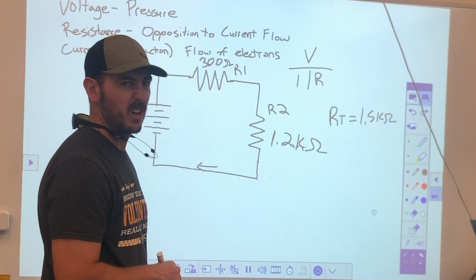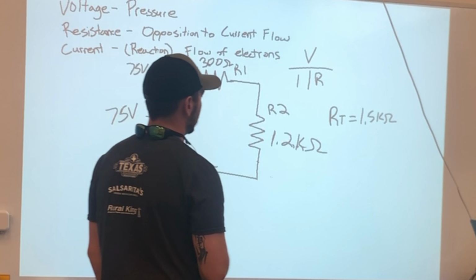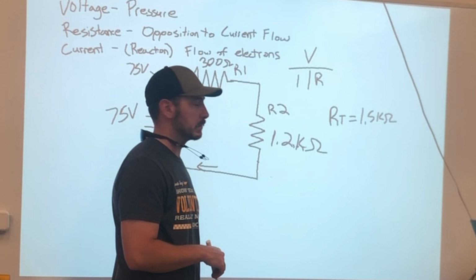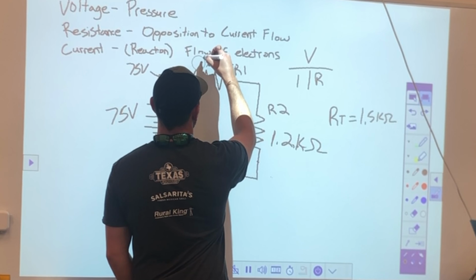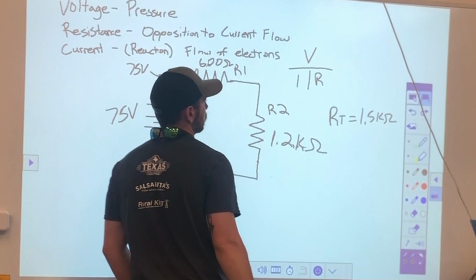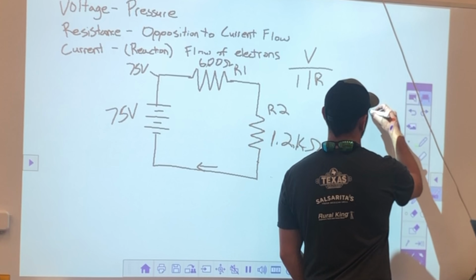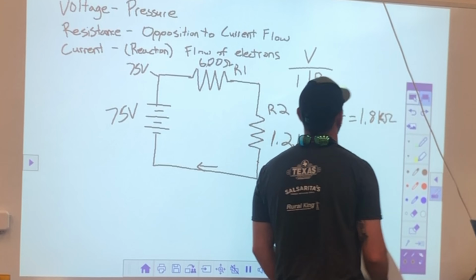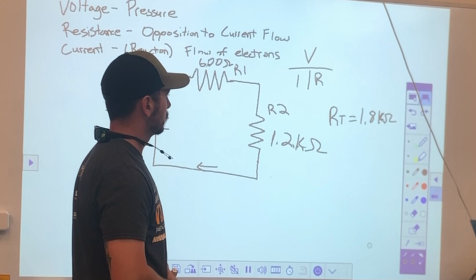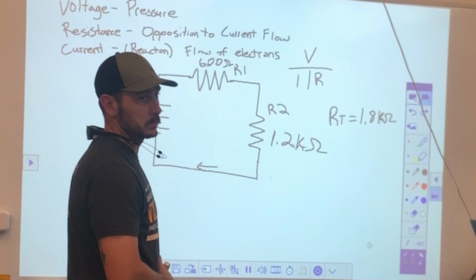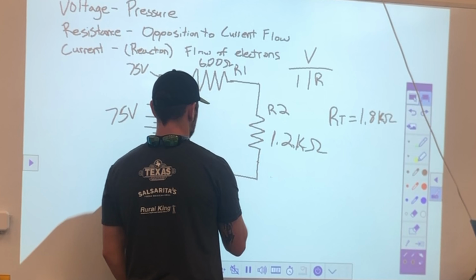Are we back to what we were just doing a second ago? Let's change this up a little bit. Let's go 600 ohms on that one. So what's my total resistance now? 1800. Now, what's my current? 41.6 milliamps.